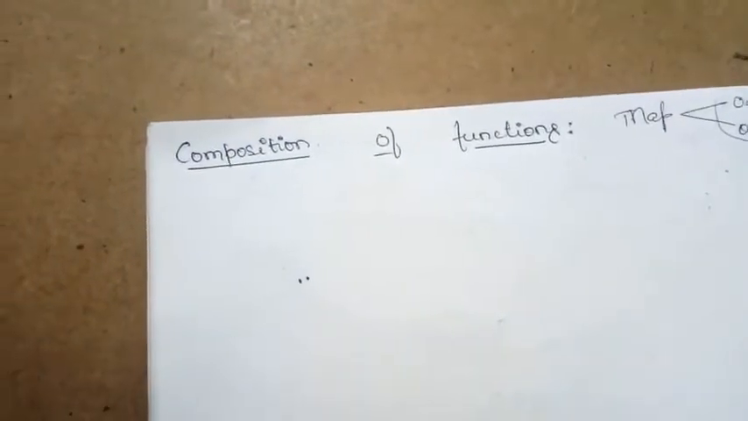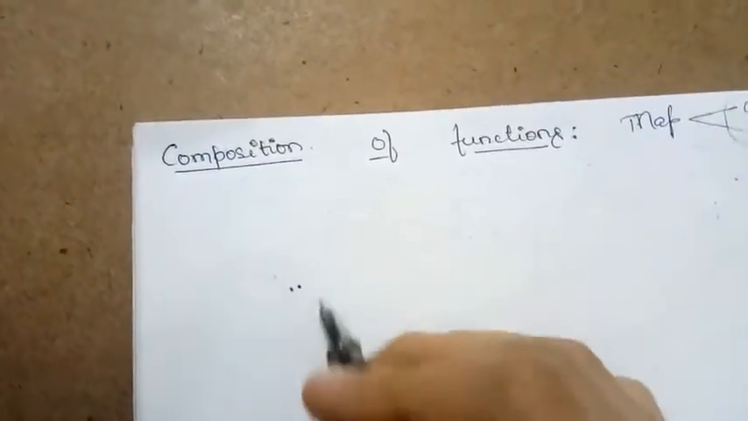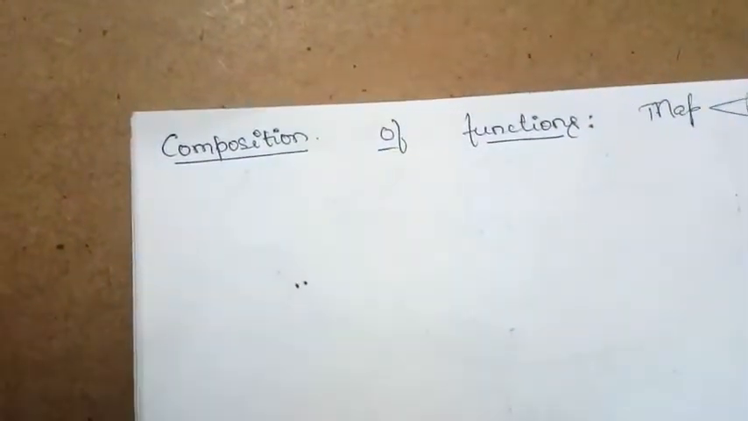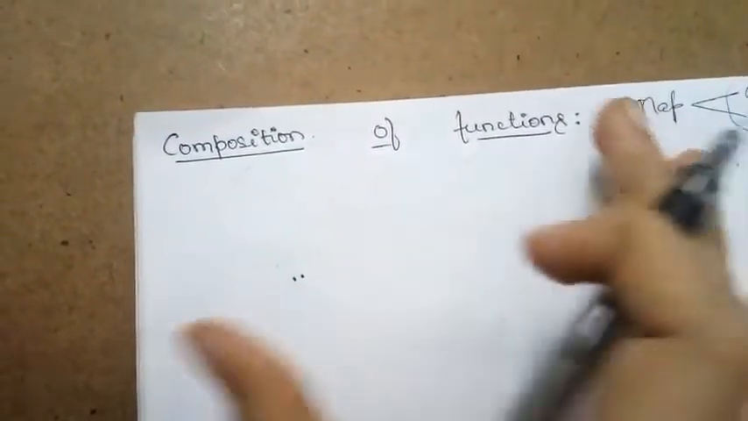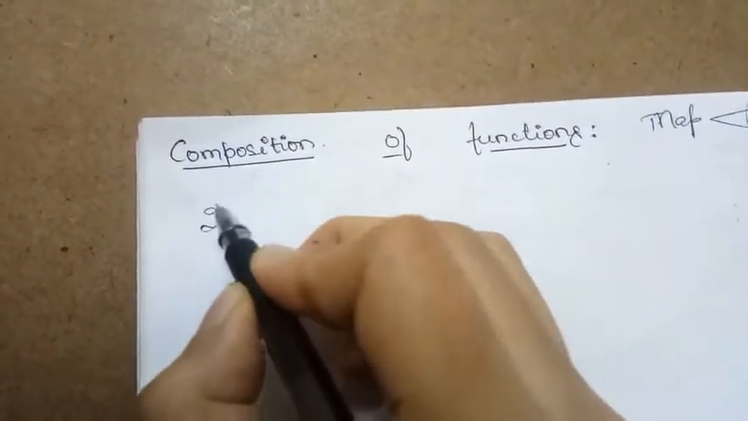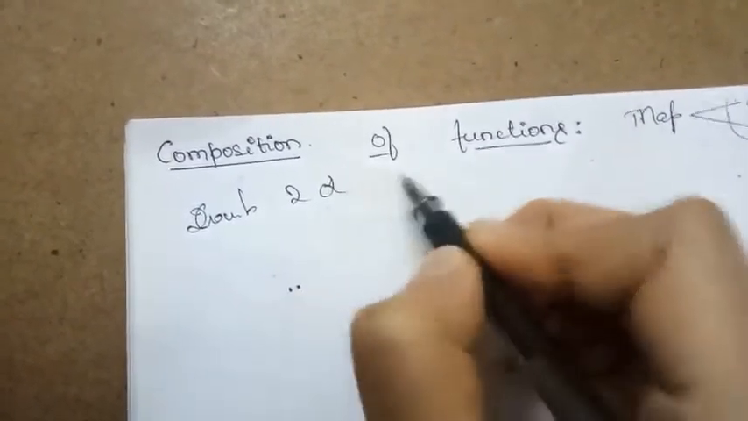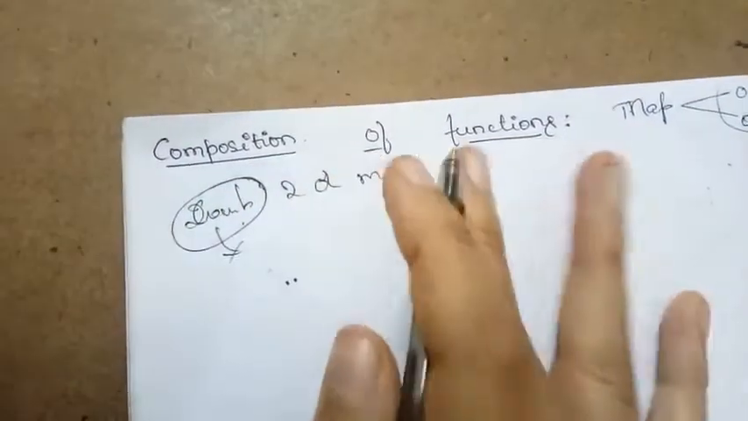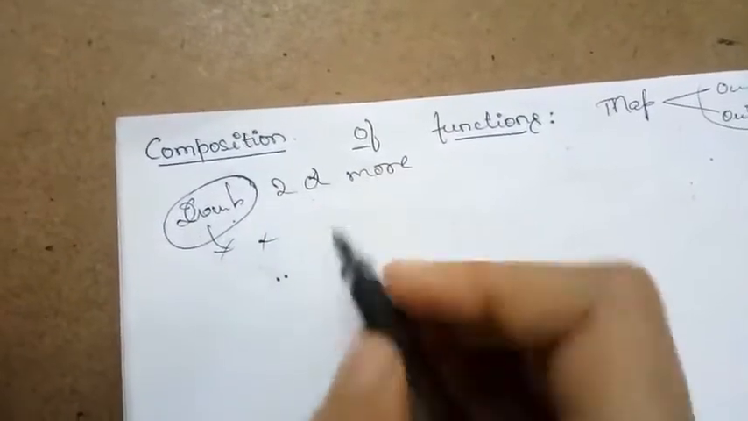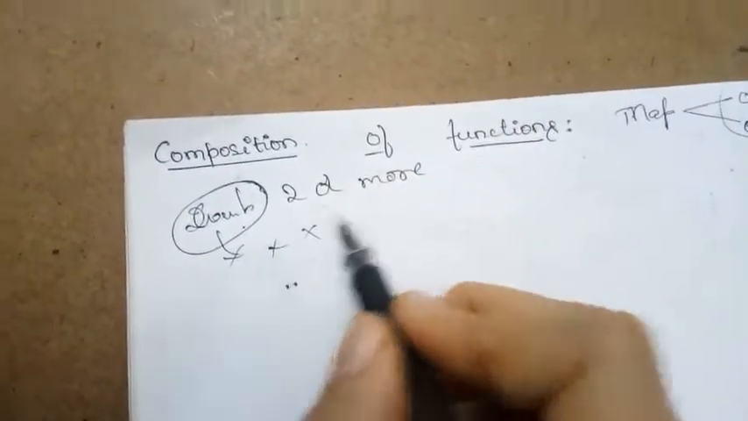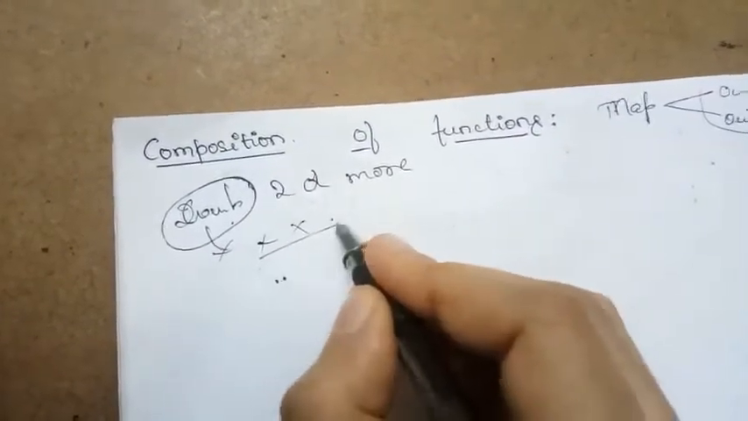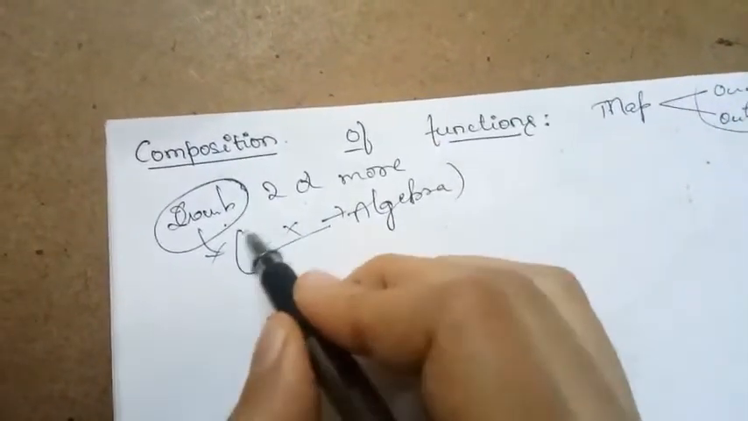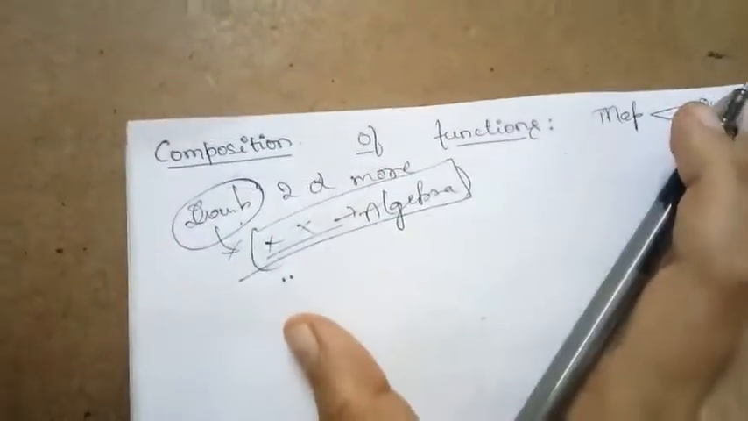So now let us come to the new concept of the functions, relations and function topic, that is nothing but composition of function. So what is this composition? Composition of function means combining two or more functions. Combining does not imply adding or multiplying two or more functions. Multiplying two or more functions comes under the algebra of functions.